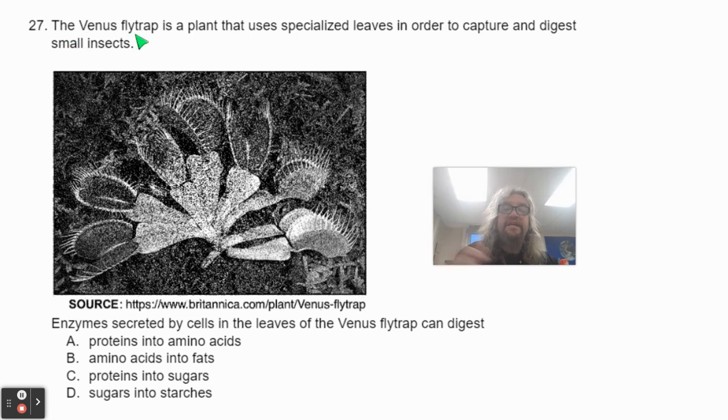Question 27. The Venus flytrap is a plant. It uses specialized leaves in order to capture and digest small insects. Enzymes secreted by cells in the leaves of the Venus flytrap can digest A, proteins into amino acids, B, amino acids into fats, C, proteins into sugars, or D, sugars into starches.